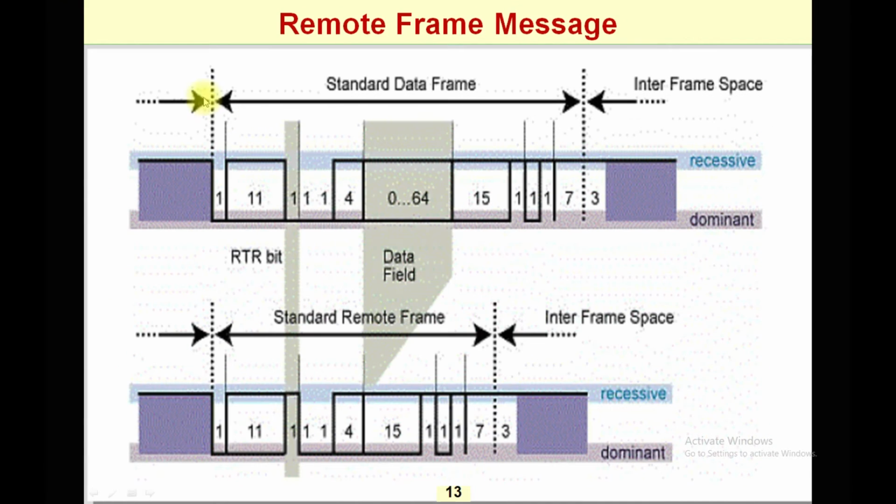So there is something like a remote frame message. A remote frame is similar to the data frame without the data field. That is shown here clearly. So it has start bit, arbitration field, data length code, CRC, acknowledgement and end of frame. Only it does not have any data field. That is the one we need to understand. That is your remote frame.